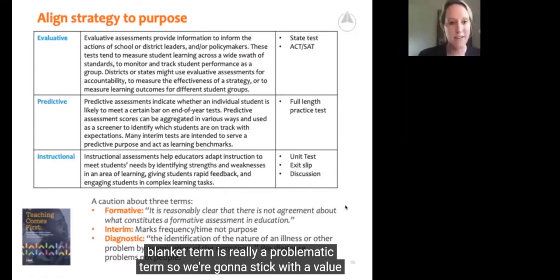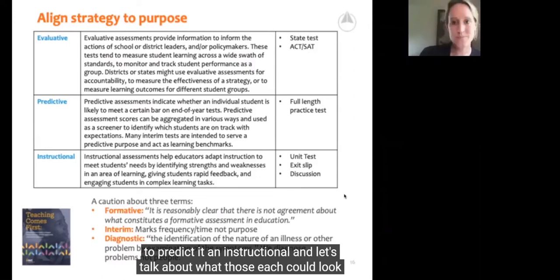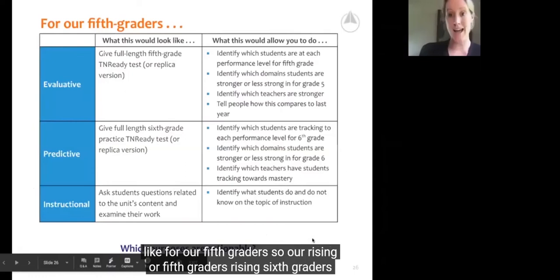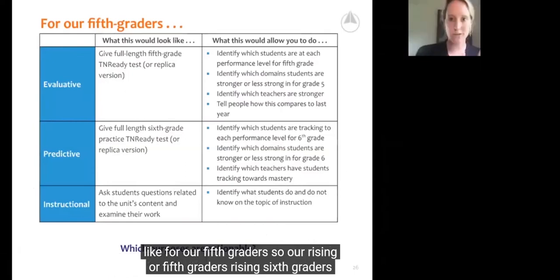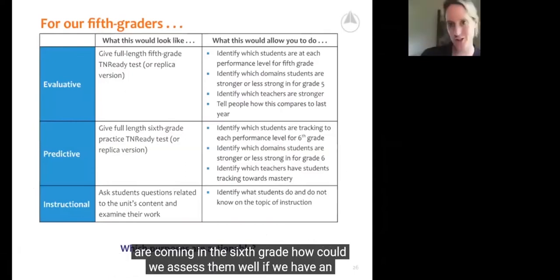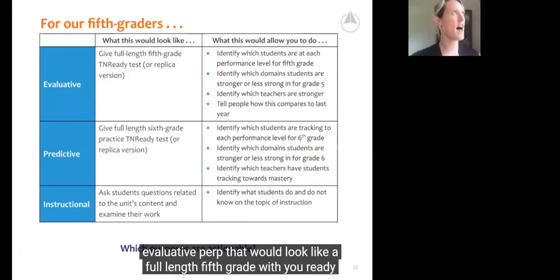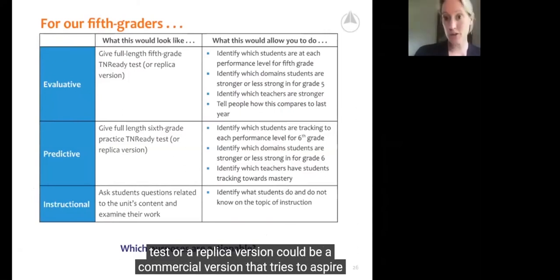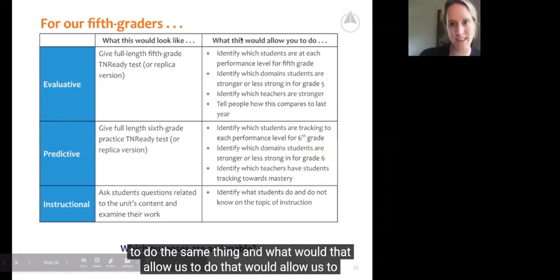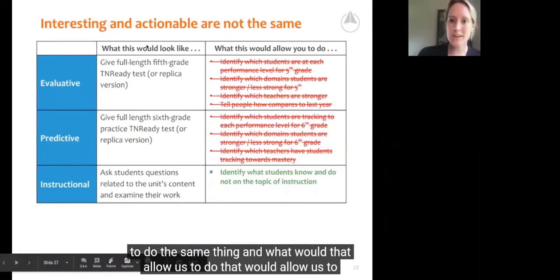So we're going to stick with evaluative, predictive, and instructional. And let's talk about what those each could look like for our fifth graders. So our fifth graders, rising sixth graders, are coming into sixth grade. How could we assess? Well, if we had an evaluative purpose, that would look like giving a full-length fifth grade Tennessee Ready test, or a replica version, could be a commercial version that tries to aspire to do the same thing. And what would that allow us to do?